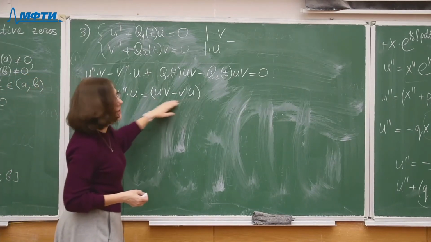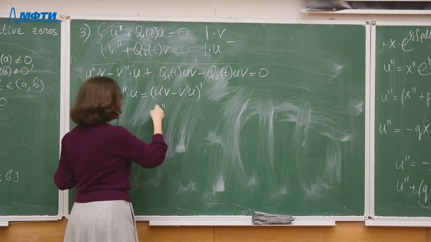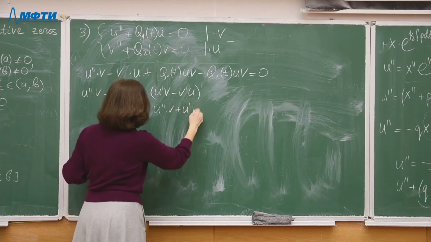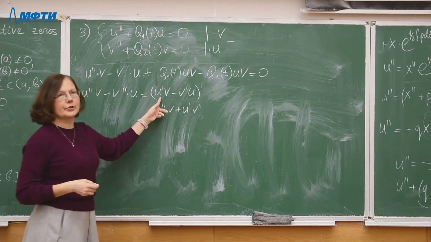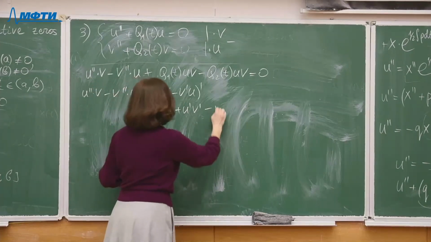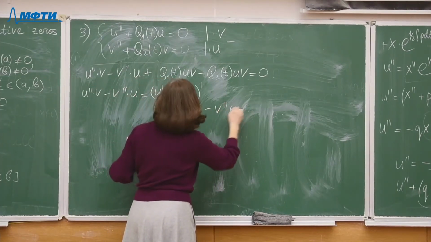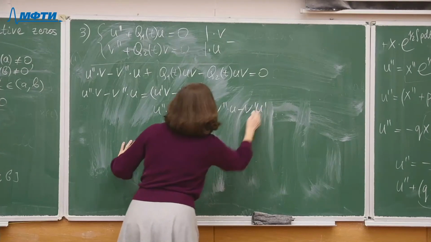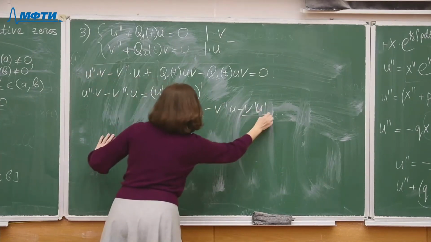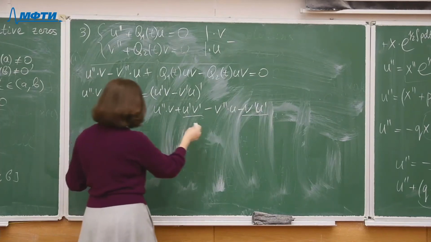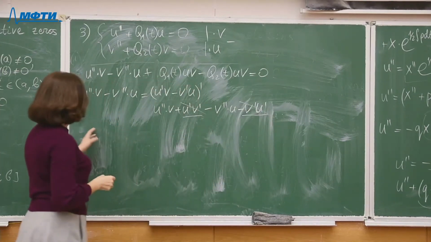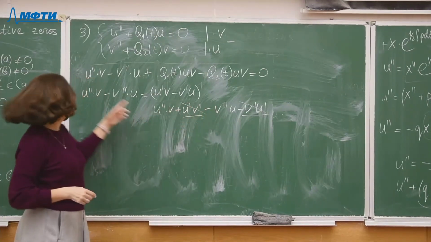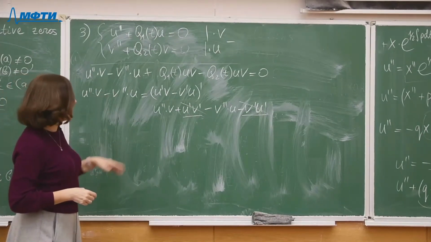If we differentiate this expression, we will get, by the product rule, u double prime times v plus u prime v prime. This is the derivative of the first term, minus the derivative of the second one, v double prime times u minus v prime u prime. You can see the same terms, and we can cancel them out. And so now you can see u double prime times v minus v double prime times u. This is the same as in the left-hand side, right?